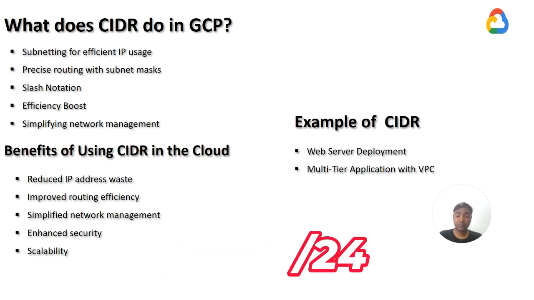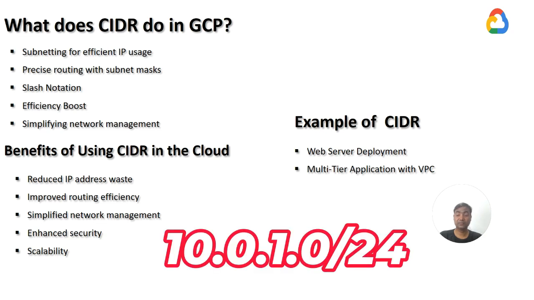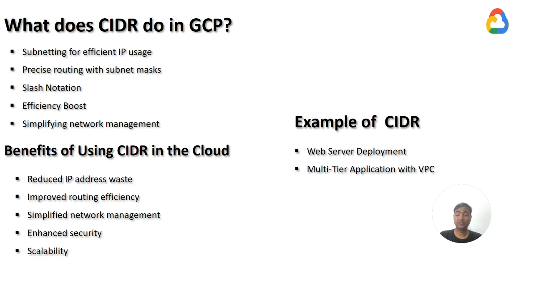Use /24 notation, which creates 256 subnets within the original block. This gives each subnet 256 addresses, of which some are reserved for network functions. Then assign the subnet: dedicate one subnet to your web server, for example 10.0.1.0/24. This provides 254 usable addresses for individual servers within that subnet.